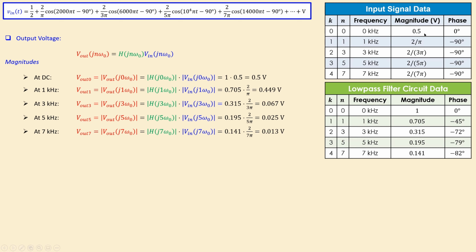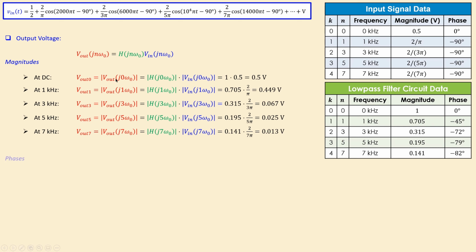So what you actually do is multiply the input voltage amplitude at the associated frequency with the magnitude of your low-pass filter at the same frequency. So you do 0.5 times 1, 2 over pi times 0.705, etc.